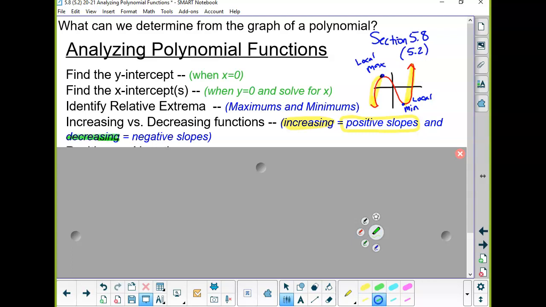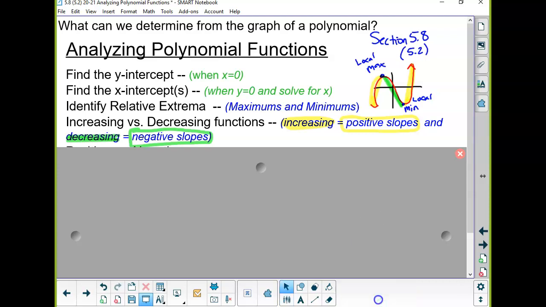When is a function decreasing? Whenever the slopes are negative. So think of the point between a max and a min. The only way I can get down to a minimum from a maximum is if I go with a negative slope, or if my function is decreasing.